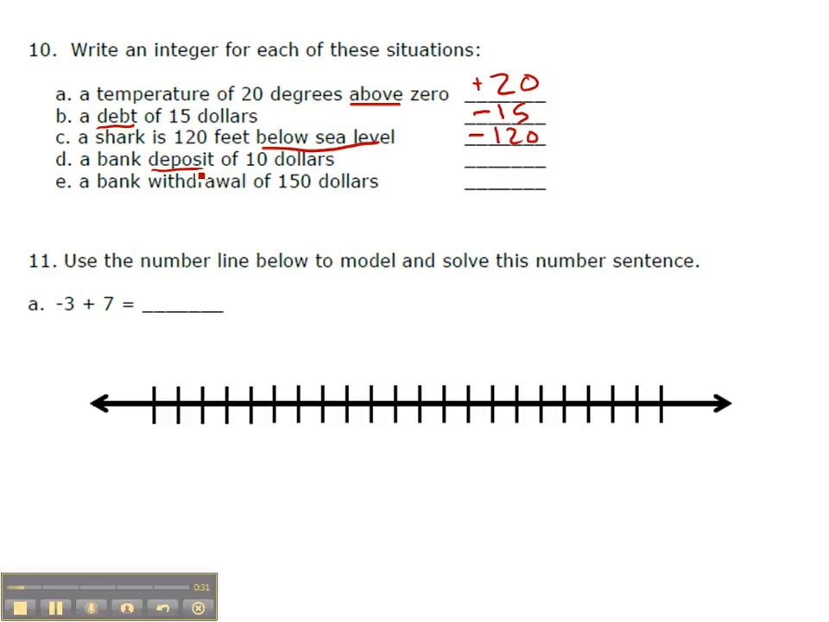And we talked about deposit and withdrawal. A bank deposit of $10 would increase your bank account by $10, so that's positive 10. A withdrawal is taking money out of the bank, so if you withdraw $150, that's negative 150.